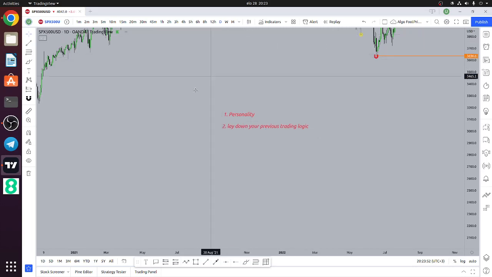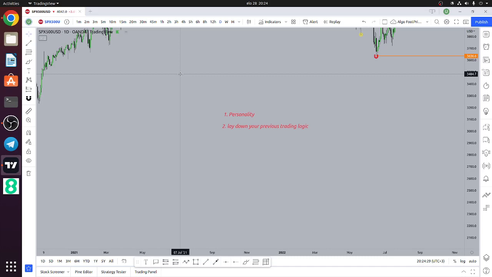So lay down your previous trading logic. In simple terms, forget what you knew before coming to ICT. This is what I did. When I came to ICT, I had to lay down, completely erase every single piece of information I had, any strategy I had. Basically, you cannot erase the knowledge you have, but you can erase those strategies that failed you.